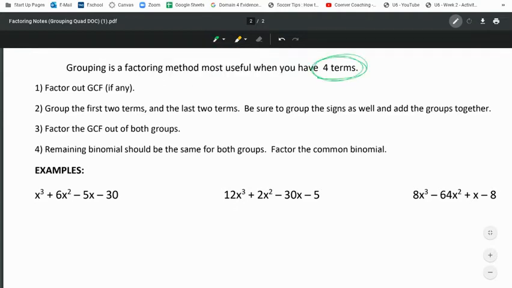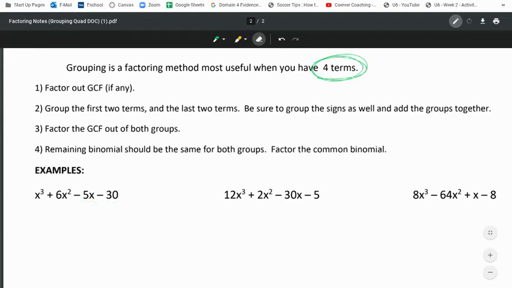Now, some of us don't understand what a term is. A term is separated by plus or minus signs. So, if I circle these, I have 1, 2, 3, 4 terms that I underline. They're separated by the plus or minuses, okay? So anytime I have 4 terms, I am going to use grouping.